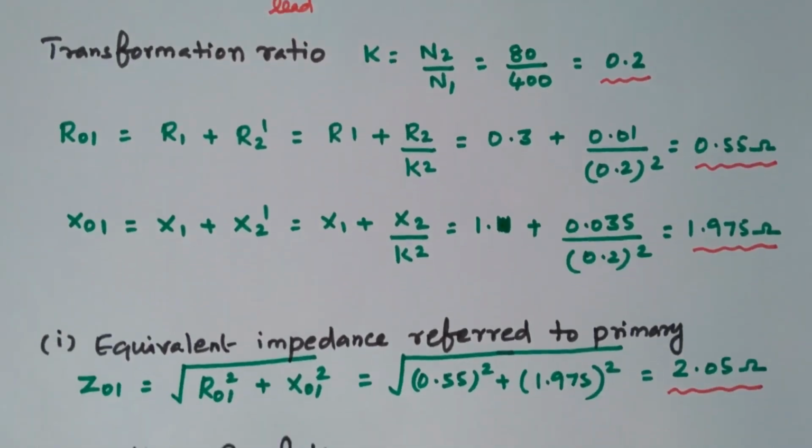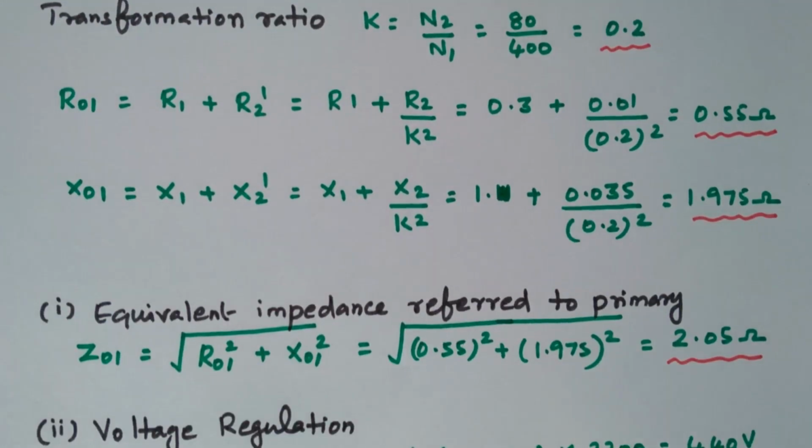Now we will see the equivalent impedance. The first question is to find the equivalent impedance referred to the primary side. So Z01 equals the square root of R01 square plus X01 square. R01 and X01 are calculated. So the square root of 0.55 square plus 1.975 square is equal to 2.05 ohm. So the equivalent impedance referred to the primary is 2.05 ohm. That answers the first question.